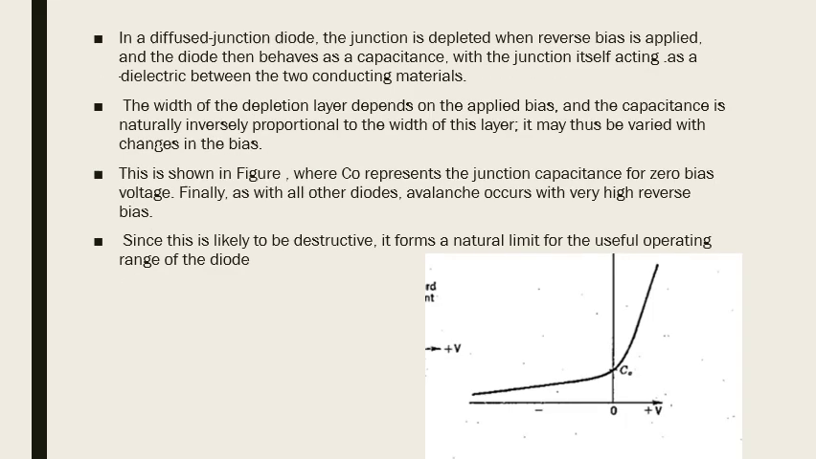In the diffused junction diode, whenever you apply the reverse bias condition, they tend to have a depletion region between the two. That depletion region will be observed when you apply a bias to it. If zero bias is applied to this diode, what capacitance do you see? It's marked over here as C0. The width of the depletion region depends upon the applied bias, and the capacitance is always inversely proportional to the width of this layer.